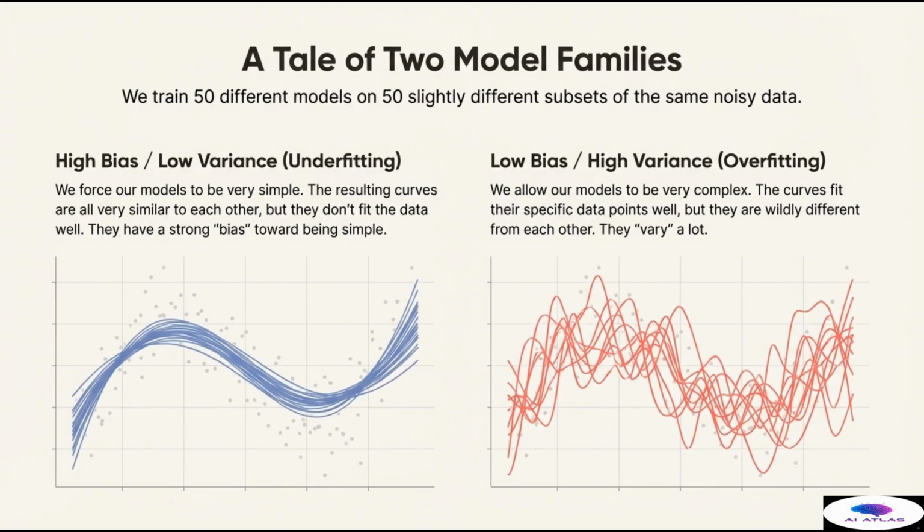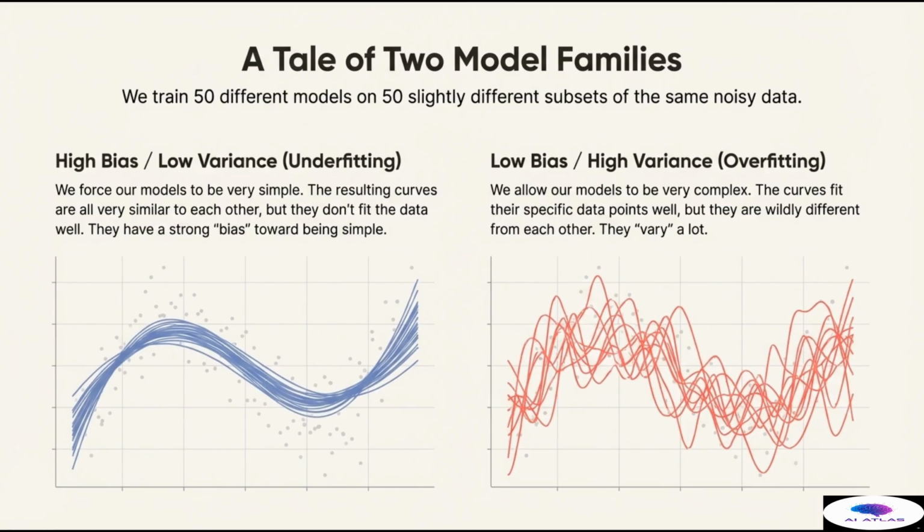This visualization perfectly illustrates the difference between high bias and high variance models. Imagine we run an experiment where we take the same underlying data, create 50 slightly different subsets by adding minor noise, and then train 50 individual models on these subsets.